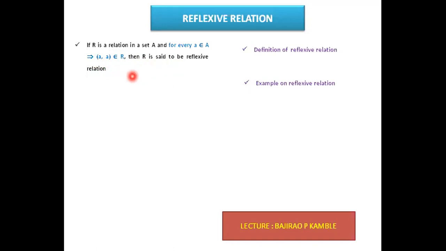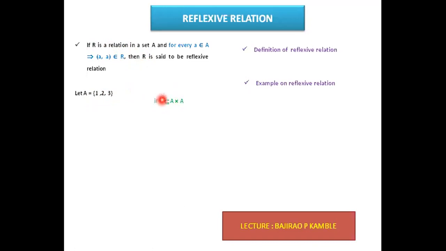Okay, we try to understand the definition of reflexive relation with a few more examples. Let us consider set A is equal to {1, 2, 3}. If R is a relation in a set A, when you say that R is a relation on a set A, it means R is a subset of A cross A.